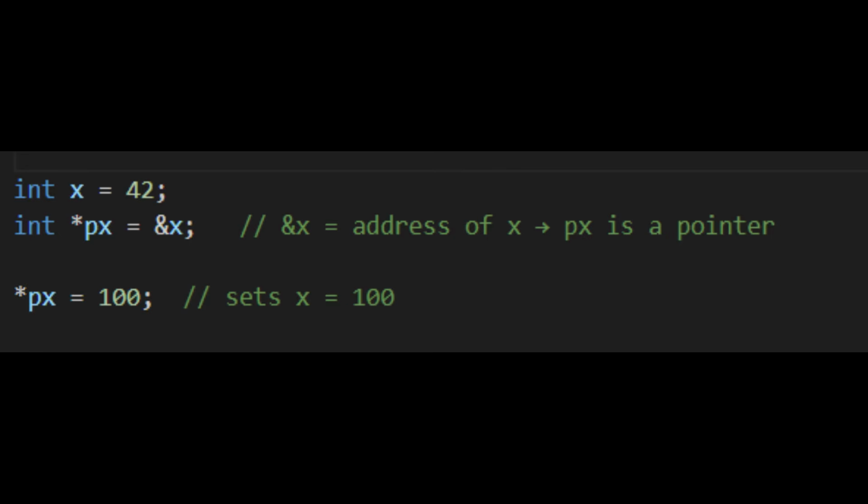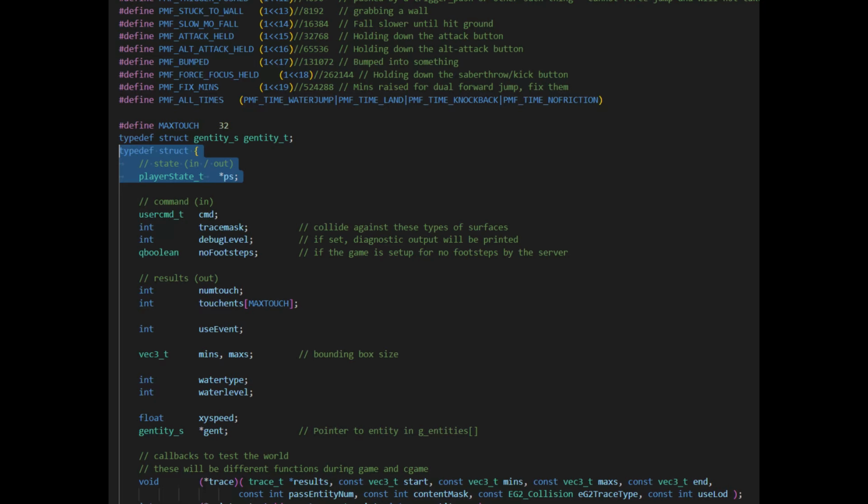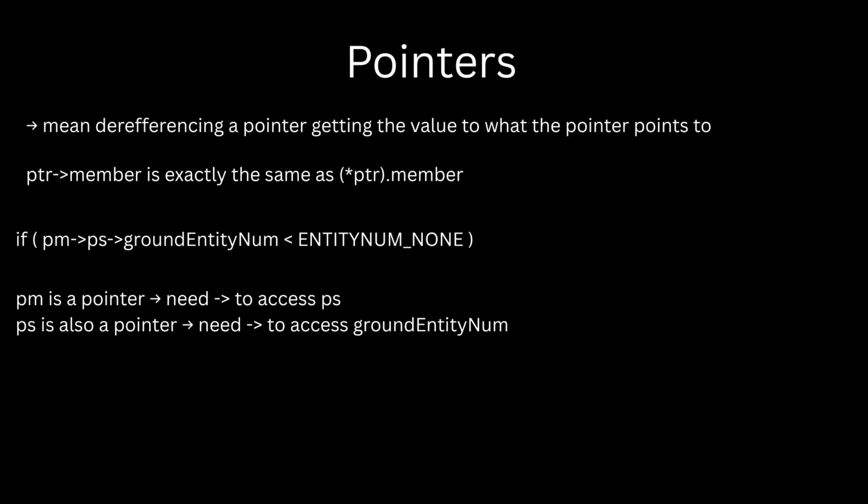Finally, pointers. You've probably seen the asterisk symbol before, but in this code base dereferencing is mostly done using the arrow operator instead.